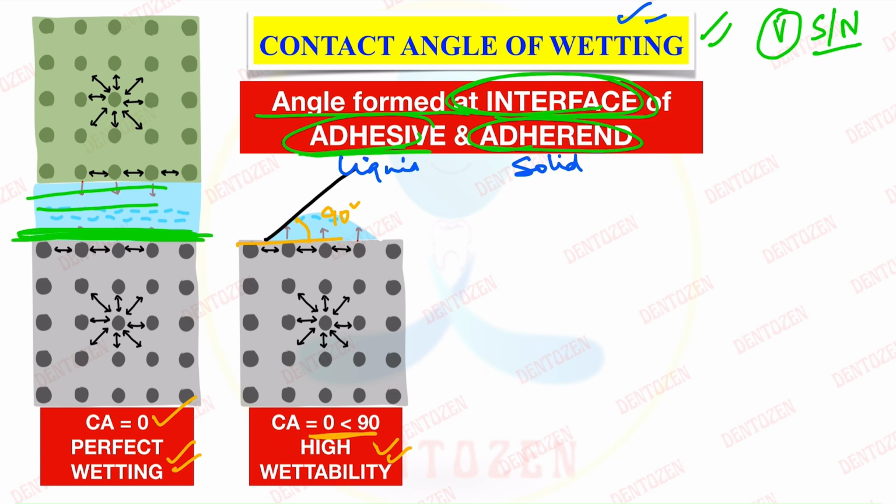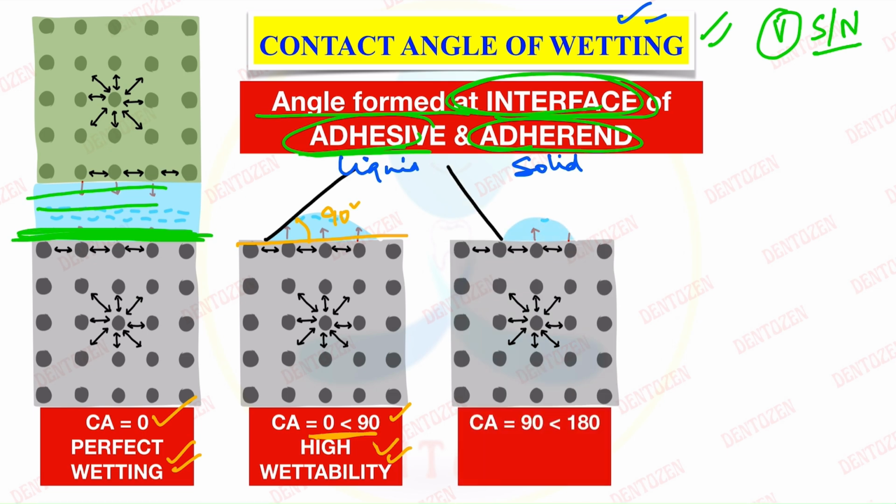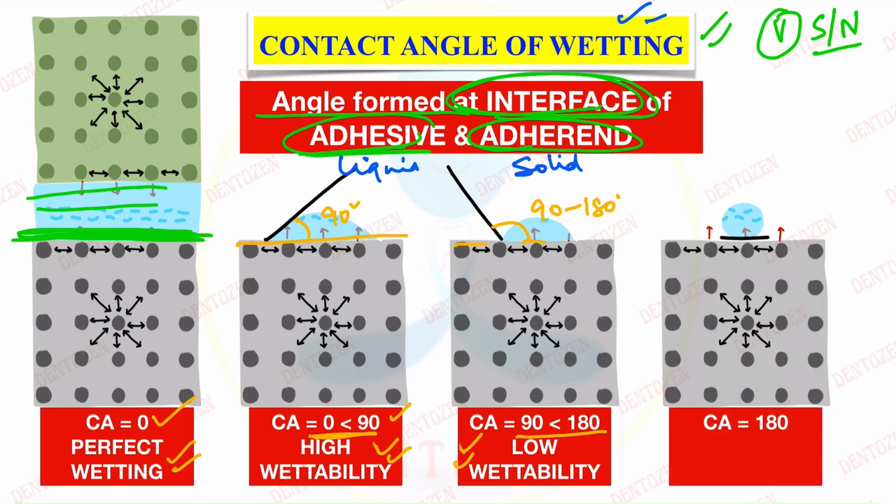Now if this contact angle further increases, that is, it is between 90 to 180 degrees, what will happen? The wettability of this liquid will be low. It will be very less in contact with the solid surface. And what if the contact angle between the two becomes 180 degrees? That means they do not contact each other. So there is no contact, there is no wetting. So we can say that the contact angle of wetting is a measure of the wettability of the liquid. It can tell us how much this liquid will spread over the surface of the solid.